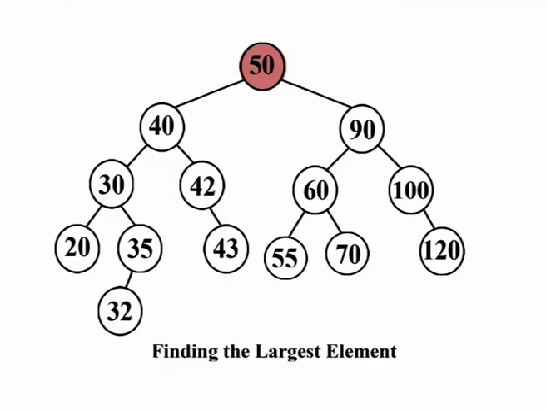Look into the diagram. Here in this binary search tree, we move to the extreme right of root node 50. That is, we move from node 50 to node 90, node 90 to node 100, and then node 100 to node 120. We have reached at the extreme right, which contains the largest element 120.